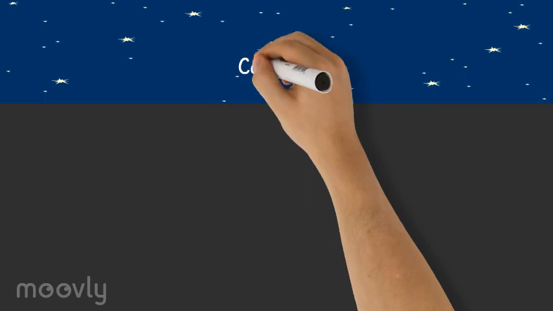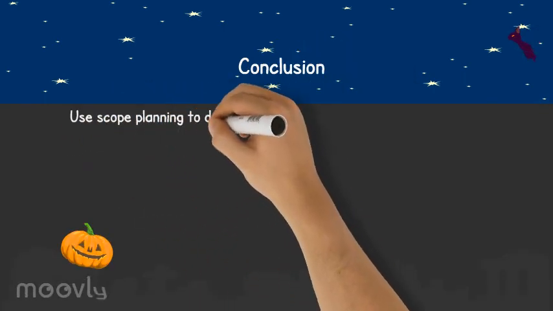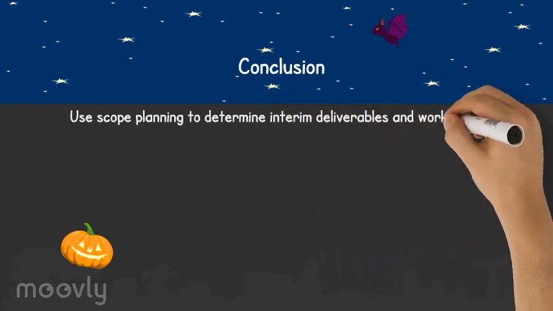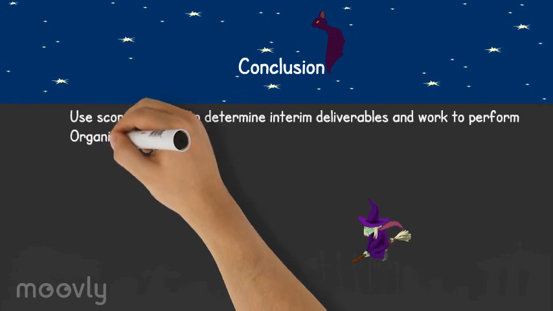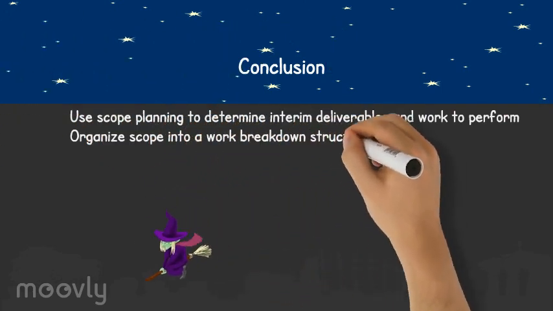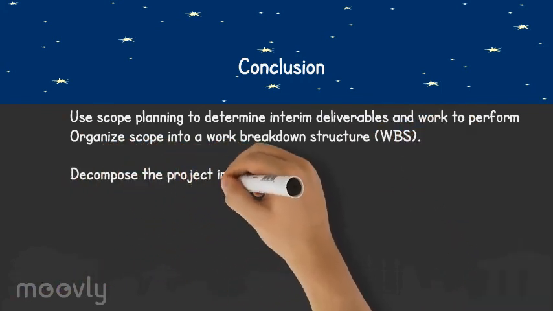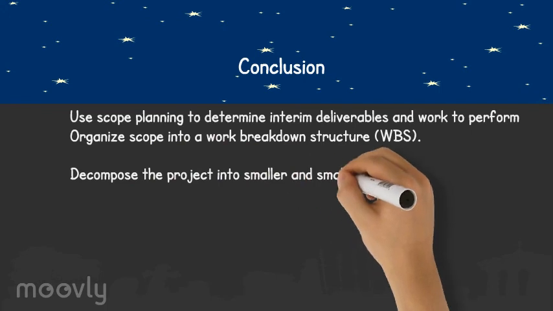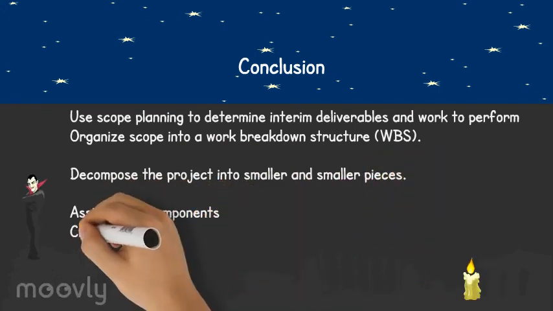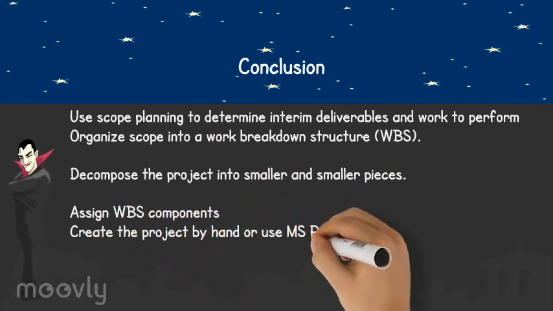Okay, today we have learned about scope planning to determine interim deliverables and work to perform, organize scope into a work breakdown structure, WBS, decompose the project into smaller and smaller pieces, assign WBS components, and create the project by hand or use MS Project to create the WBS.